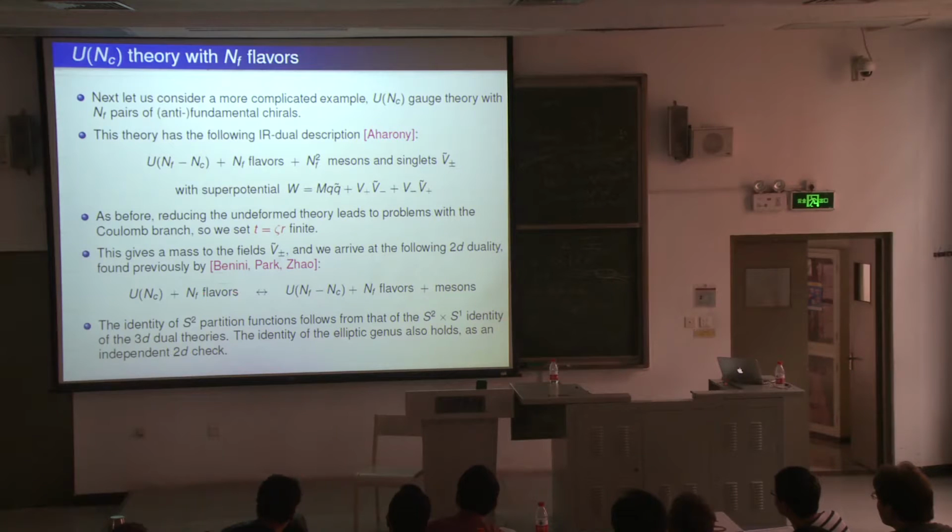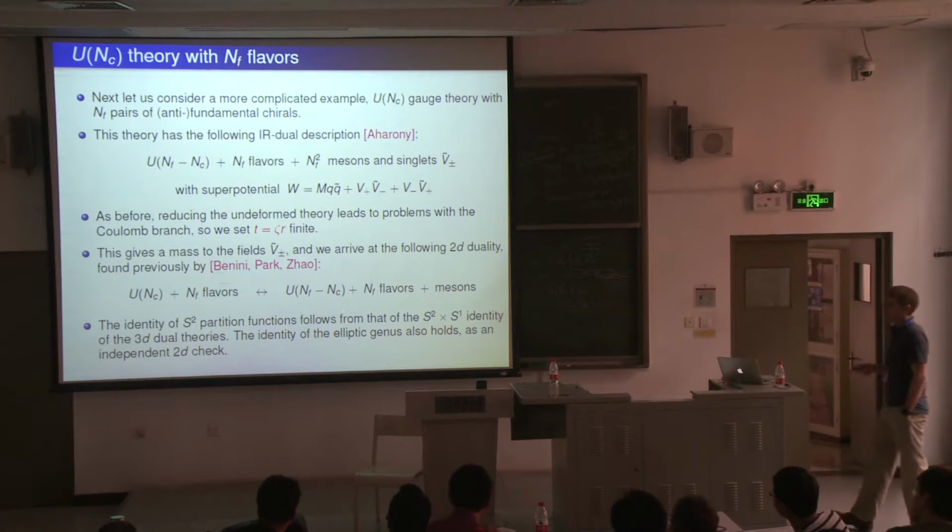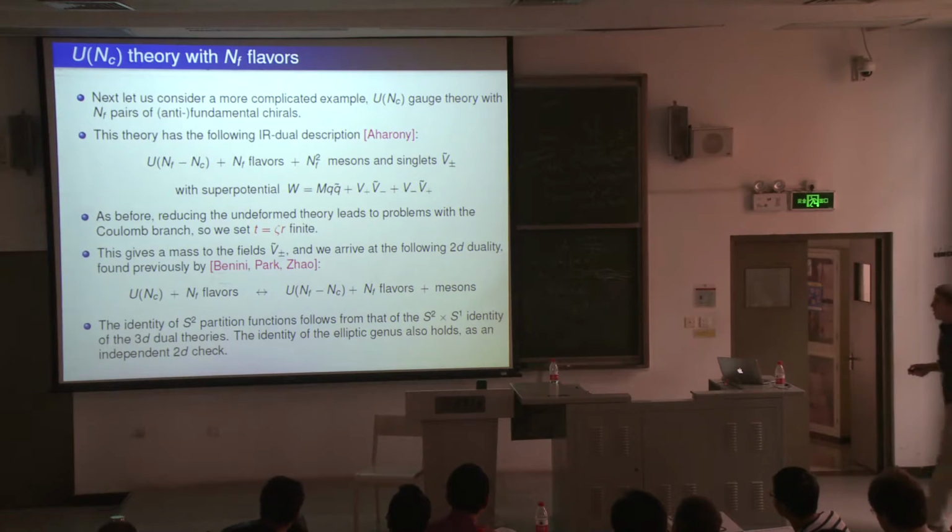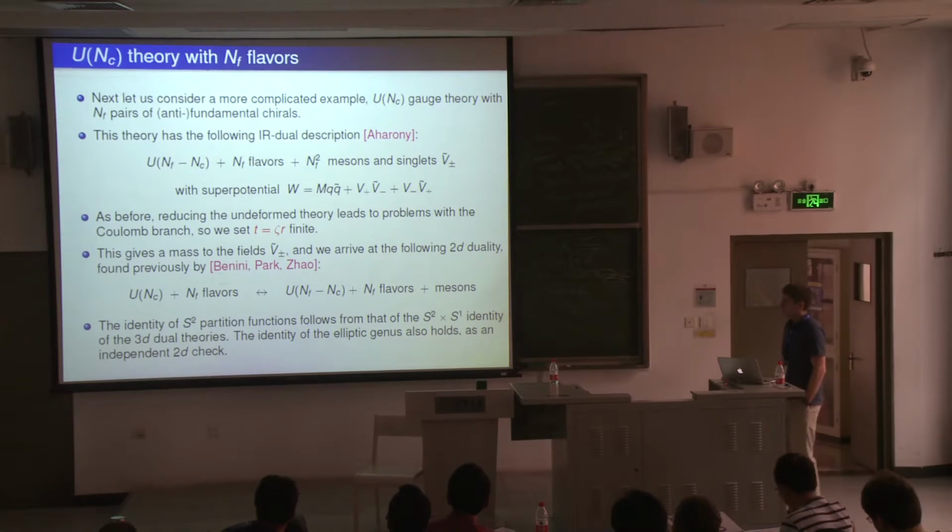U(N_C) with N_F flavors is dual to U(N_F minus N_C) with N_F flavors plus mesons. This duality was found recently by Benini, Park, and Zhao. But here it's important that the FI parameter is non-zero again. And again, the S2 partition function identities match as they have to, and one can also check that the elliptic genus matches as an independent check.